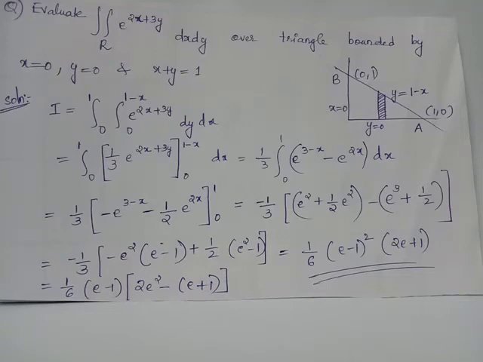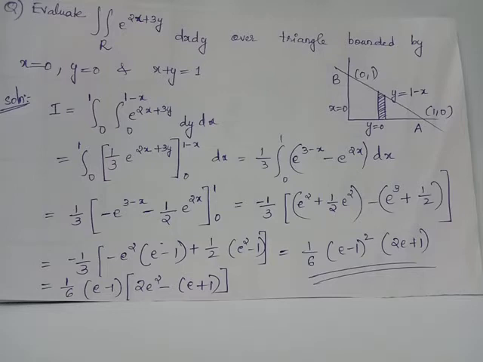Evaluate the double integral of e raised to 2x plus 3y dx dy over the triangle bounded by x equals 0, y equals 0 and x plus y equals 1. We have x equals 0 as the y-axis and y equals 0 as the x-axis, and this straight line x plus y equals 1 is drawn here, which can also be written as y equals 1 minus x.